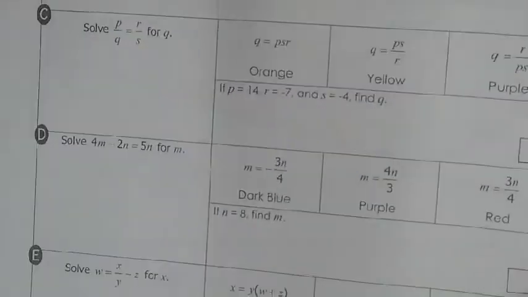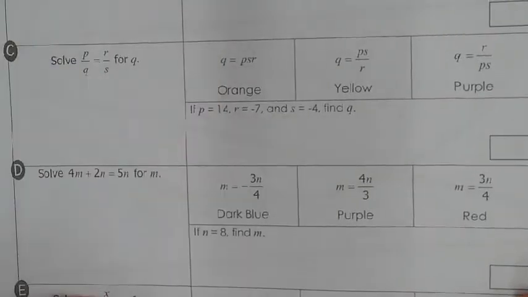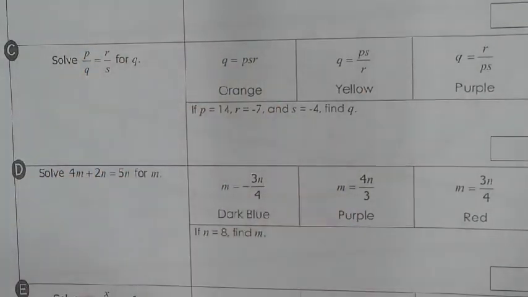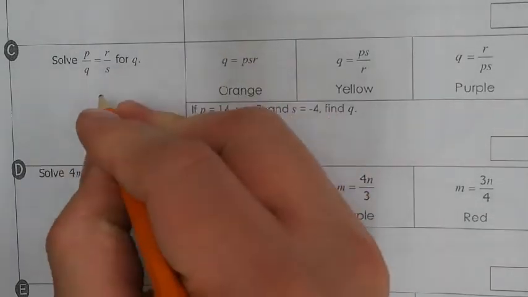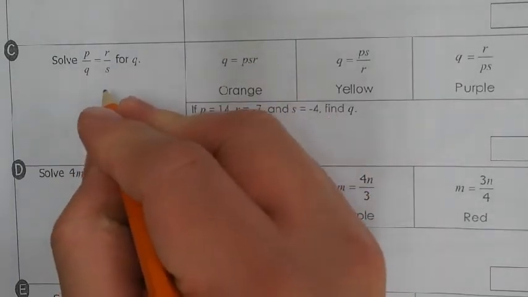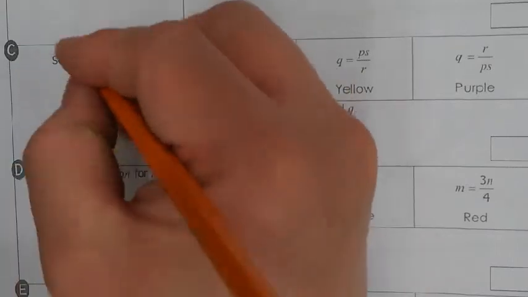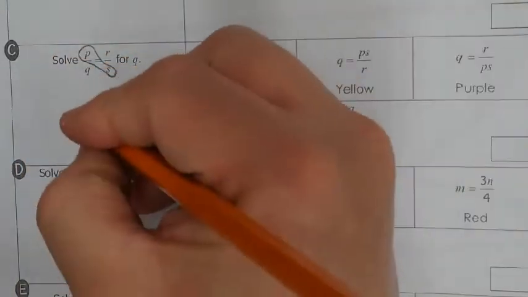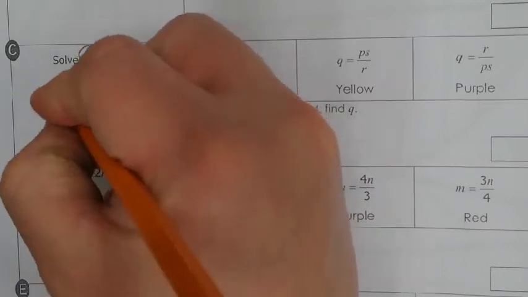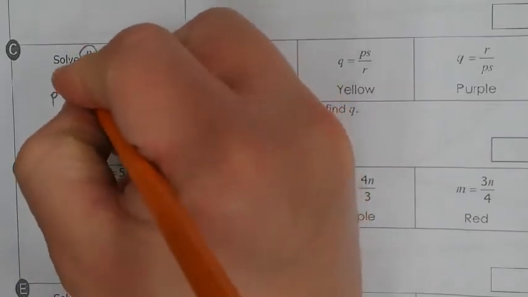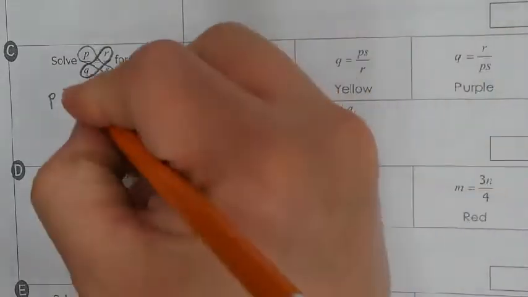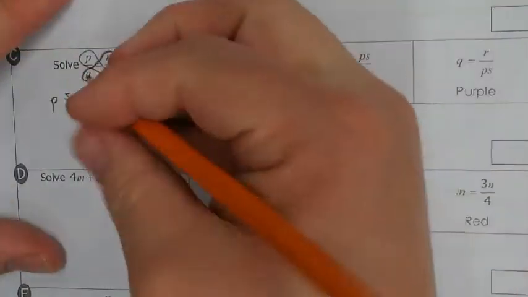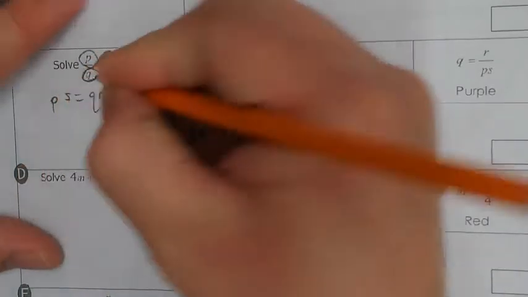All right, so C, it says get Q by itself. Actually, this is a good one to do. What I would do on this one is first cross multiply. So that would be P times S. What's P times S? PS equals Q times R. What's Q times R? QR. Q's are weird letters.